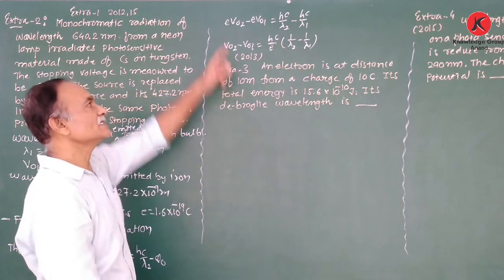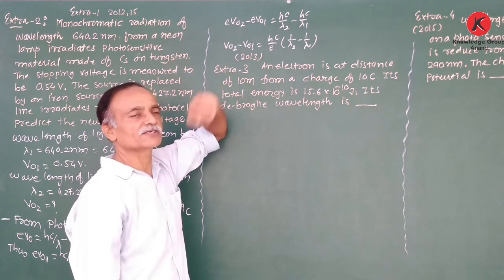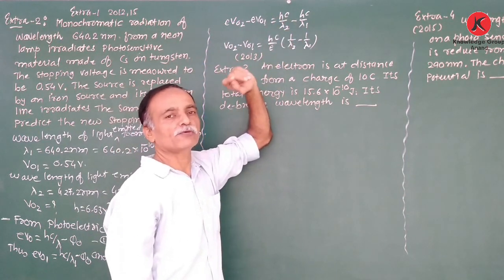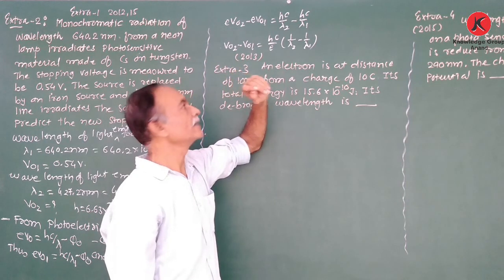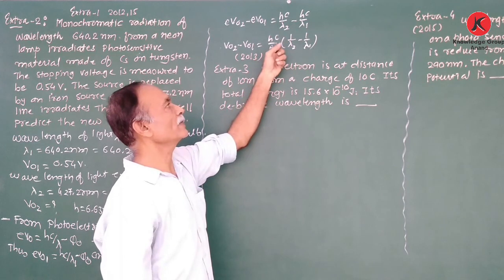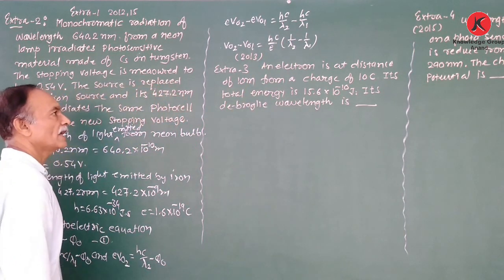Again, from this side e is taken common, so e into V02 minus V01. On the right hand side hc is common, 1 upon lambda 2 minus 1 upon lambda 1. Therefore e is taken on the right hand side. Therefore hc upon e into bracket 1 upon lambda 2 minus 1 upon lambda 1.